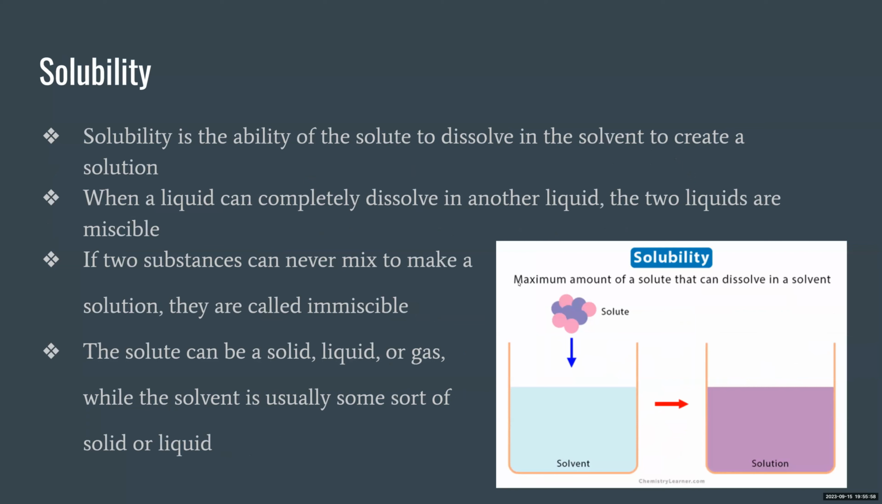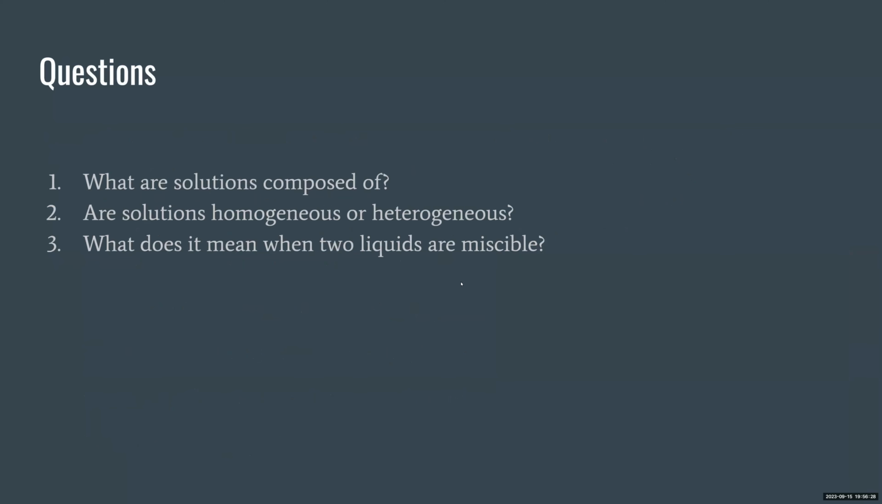Right, solubility, basically the ability of the solute to dissolve in the solvent, to create a solution. And when a liquid can completely dissolve in another liquid, the two liquids are miscible. If two substances can never mix to make a solution, they're called immiscible. And solute can be a solid, liquid, or gas, while the solvent is usually some sort of solid or liquid. You can see that in the picture.